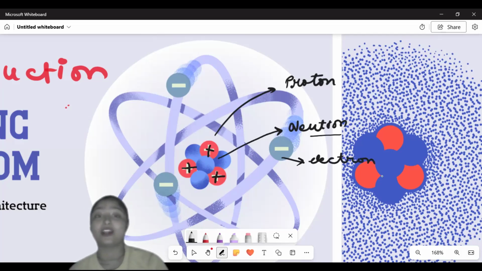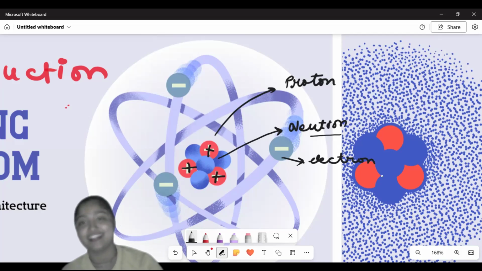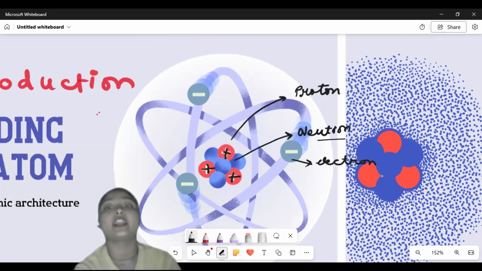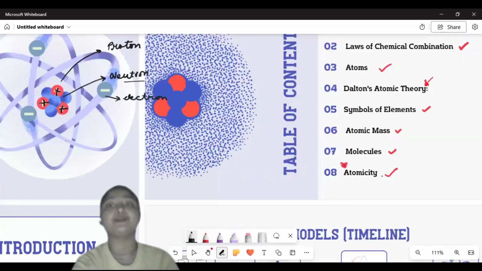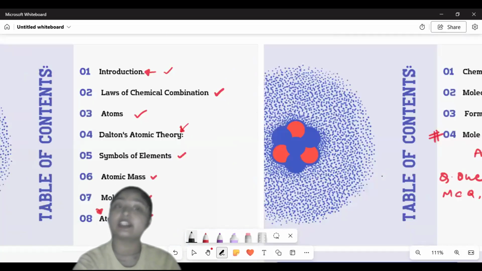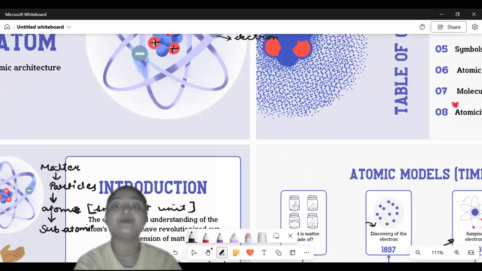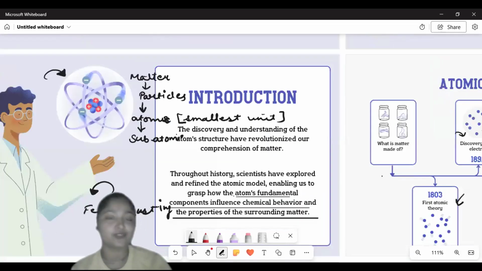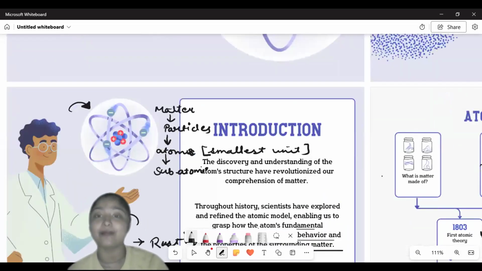So this is what an atom is, right? I hope you understood what and how we are going to deal with this chapter, and what things we are going to cover in this chapter. So stay tuned for the next videos of this chapter.